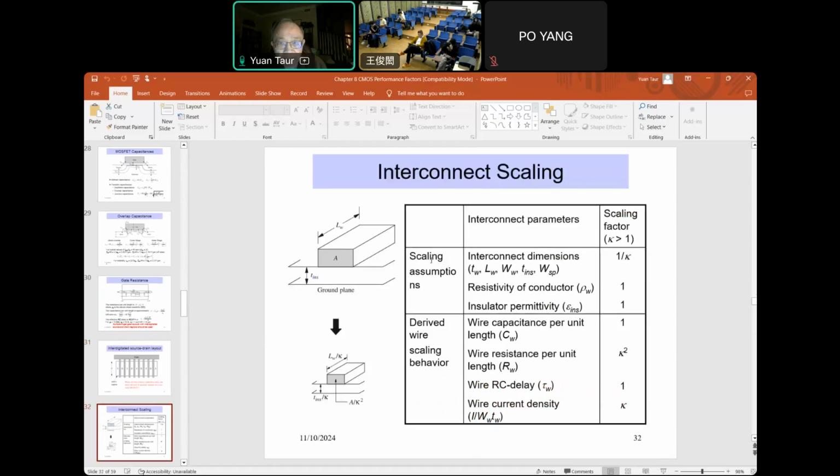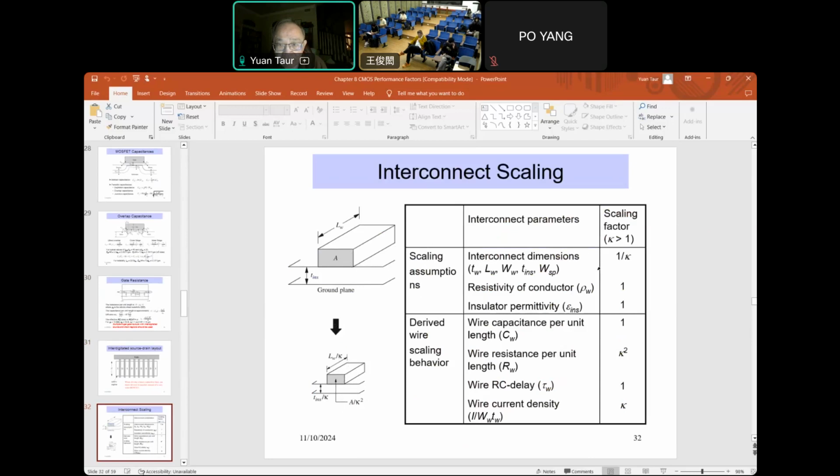Next is interconnect scaling. In the beginning of this chapter, chapter 8, we talked about MOSFET scaling. But interconnect should also scale, because otherwise you cannot connect all the small devices into circuits. So this shows how you scale. You scale all the dimensions, just like MOSFET scaling. This is scaling factor K larger than 1. So the area goes down by K squared, and the length goes down. Also, the insulator thickness goes down.